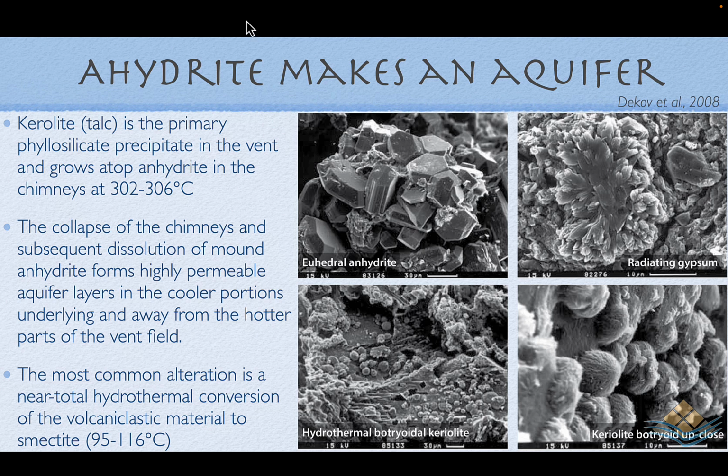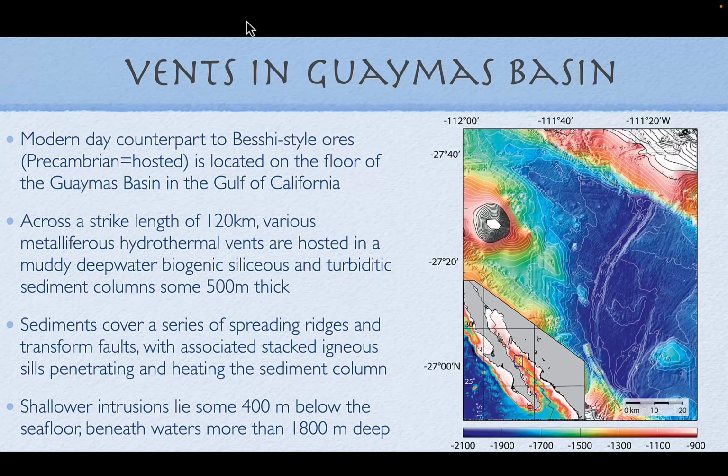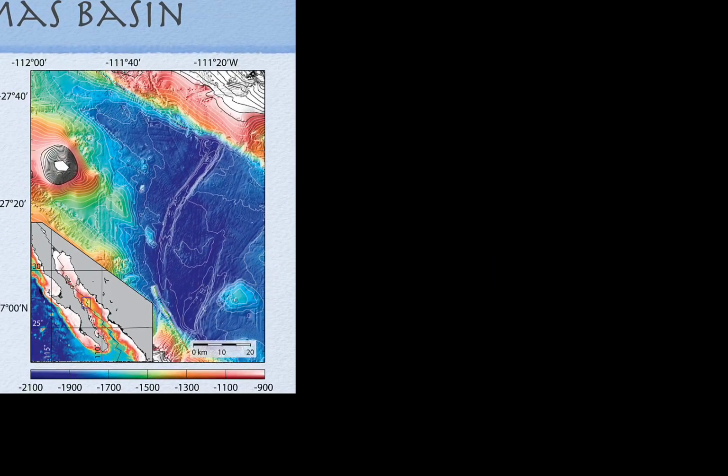In the third and final example, I want to look at an example where there's a lot more organic material. So we're going to go to the Guaymas Basin in the Gulf of California. It's offshore Mexico, Baja California. It's an analogue to the Besshi-style VHMS deposits. Guaymas Basin is east of the Baja Peninsula, offshore Mexico.